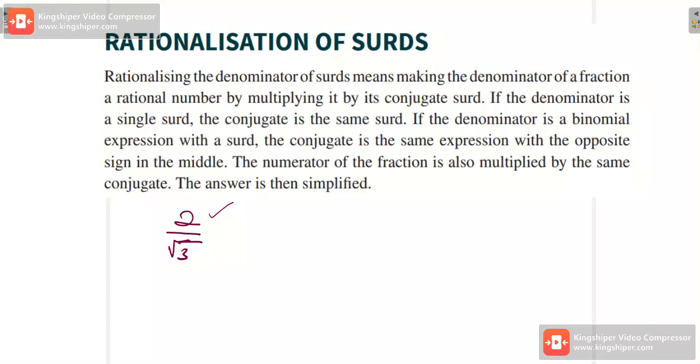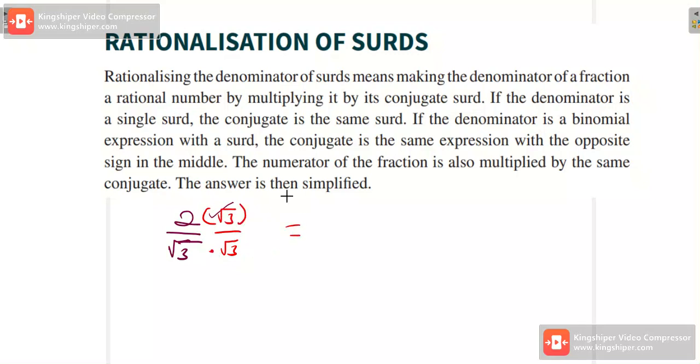So now the question is, what is the conjugate of this surd, which is root of 3? We know that the conjugate of root of 3 is still root of 3. So you multiply it by root of 3. But remember that 2 over root of 3 is a ratio, that is a fraction. So whatever you do to the denominator, you have to do the same thing to the numerator so that the value of the ratio remains the same. So we also multiply the numerator by the same root of 3.